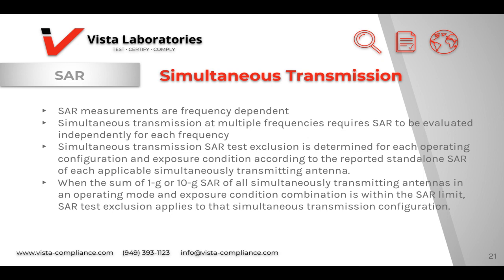So for each antenna, we need to know the SAR value. When the sum of the 1 gram or 10 gram SAR, depending on whether it's partial body or extremity, of all the simultaneously transmitting antennas in the operating mode and exposure condition is within the SAR limits, then the SAR test exclusion applies for that particular simultaneous transmission configuration.